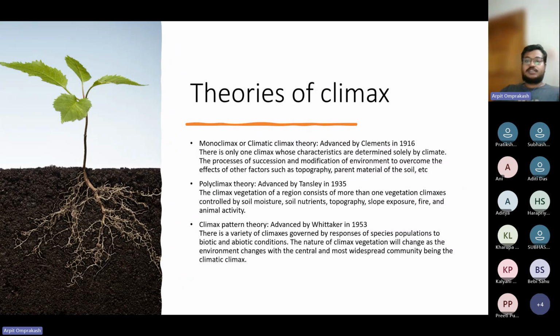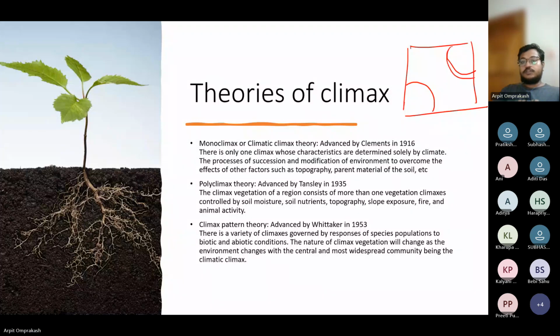So what this basically means is that, according to Clemens, if you have within a larger area two areas which have similar climatic conditions, then irrespective of what kind of succession occurs in both the areas, the final climatic community that will be present in both the areas will be one and the same. Because the process of succession and modification of environment will overcome everything else, such as topography and the parent material of the soil and all of these. And basically, climate is the only factor that will determine what will be the final community that is present in that area.